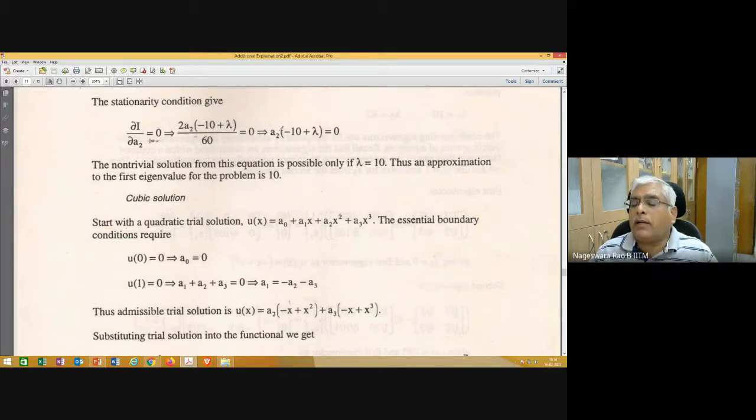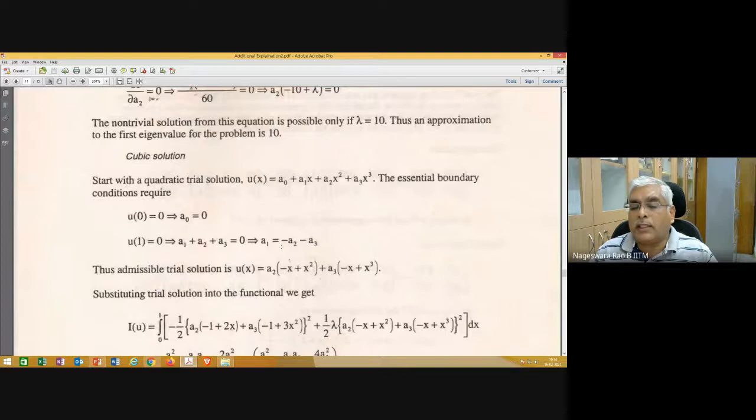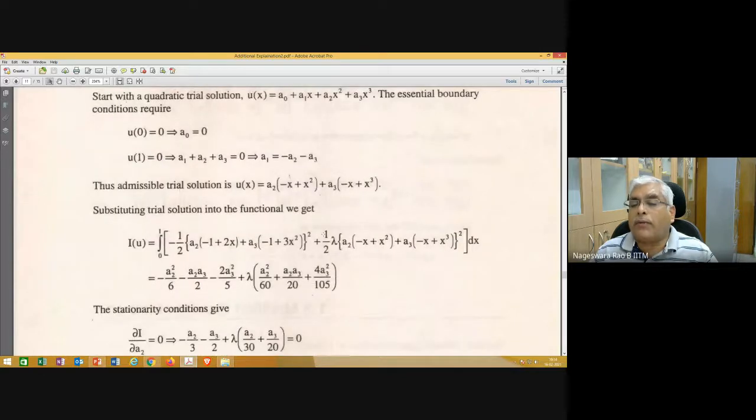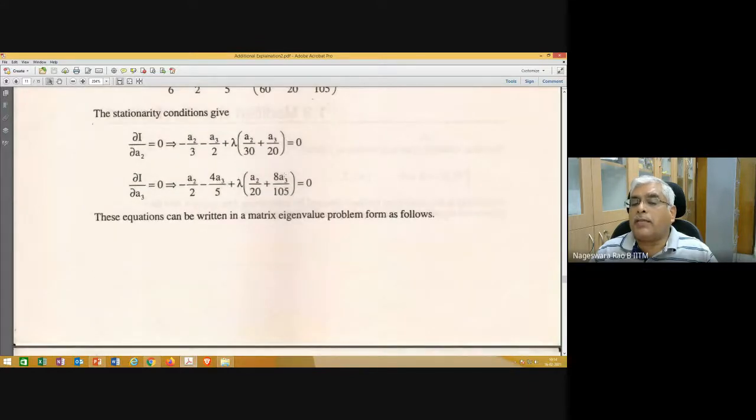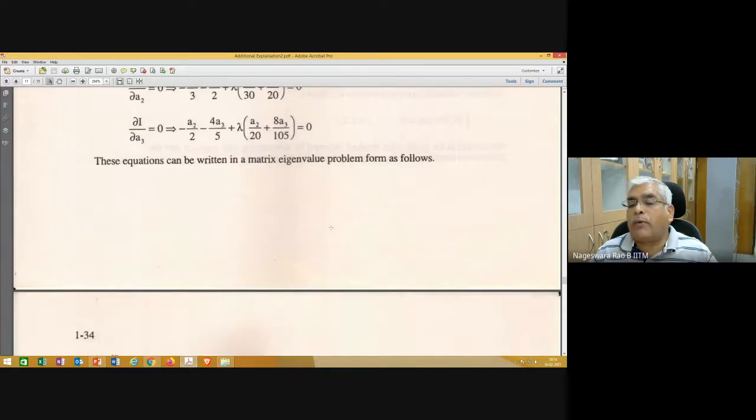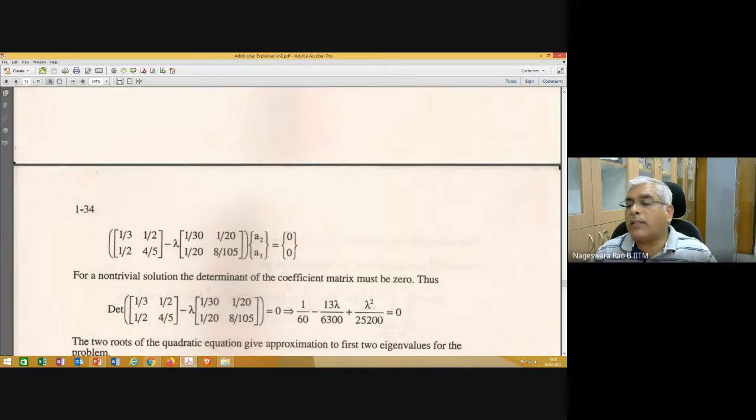And here please note that we started with a quadratic trial solution, so we can determine only one eigenvalue. If you start with a cubic trial solution, you can see the workout here, and this is the equivalent functional. After applying the stationarity conditions, you end up getting these equations. There are two equations here, and if you want to solve it as an eigenvalue problem, better you put it in a matrix and vector form. This is how it looks, and this kind of equation is familiar to you.